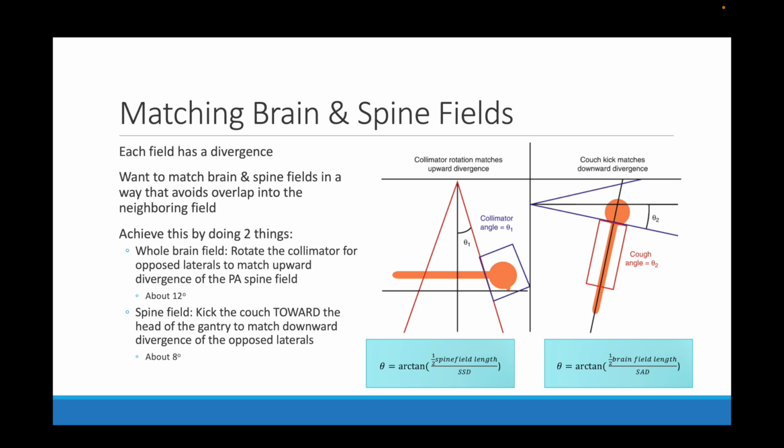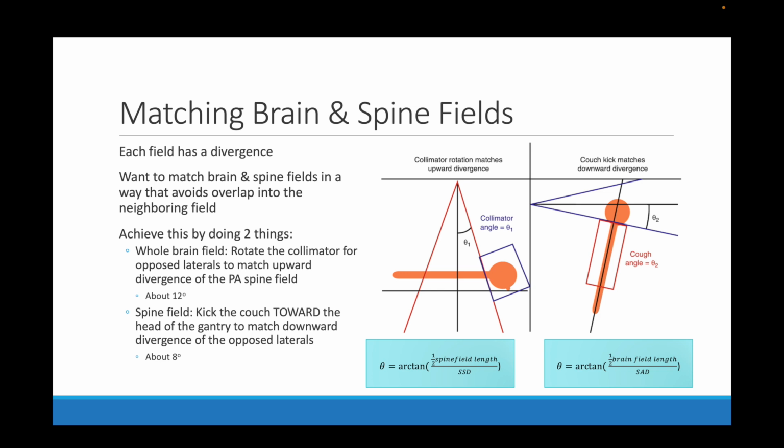But the bottom line is in breast planning, we deal with a similar issue when we're trying to match two fields when we're doing regional nodal irradiation. And there needs to be a couch kick that happens. The difference is in breast cancer patients, that couch kick is done away from the head of the gantry. So the patient's feet are moved away from the head of the gantry. Whereas in CSI, the couch kick is toward the head of the gantry.